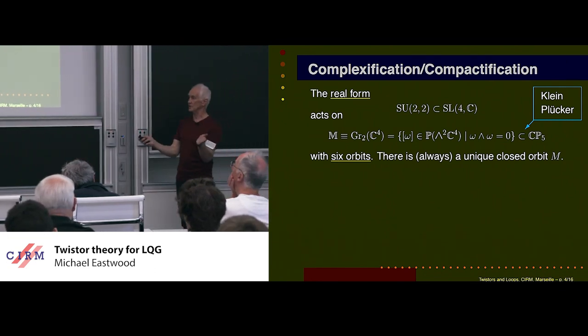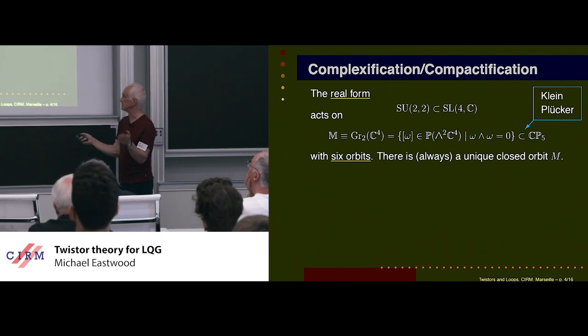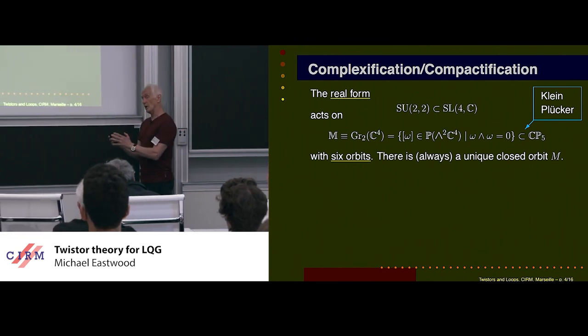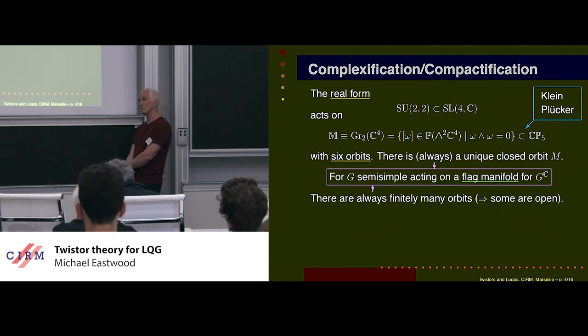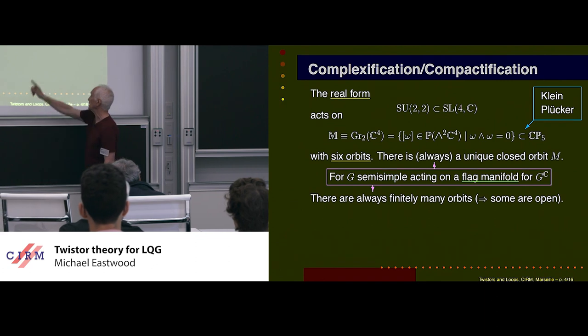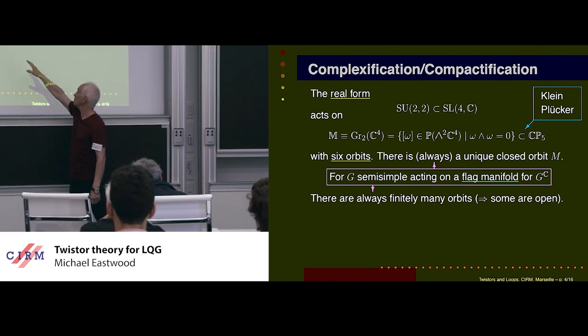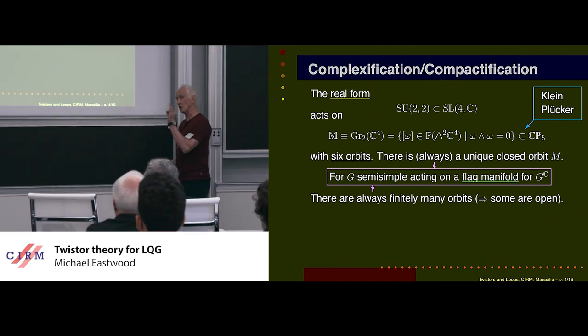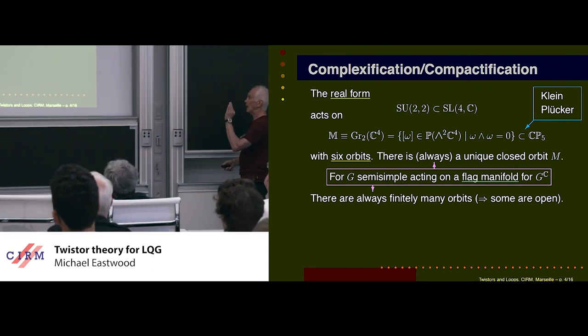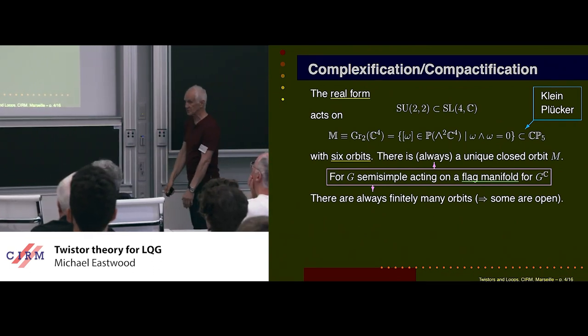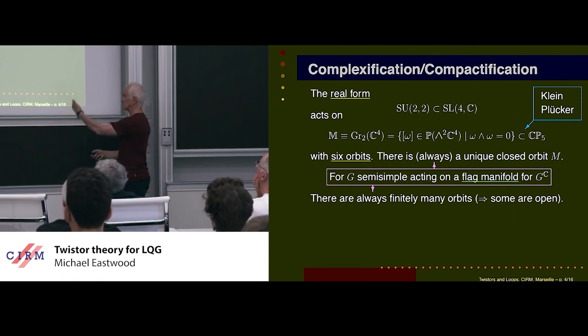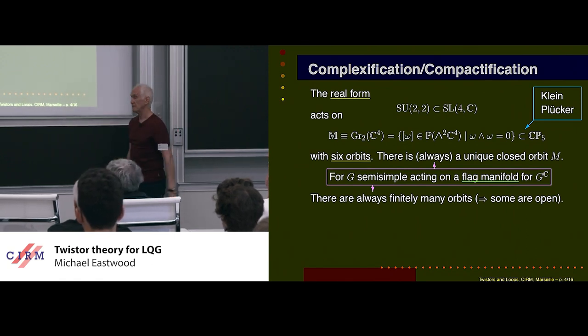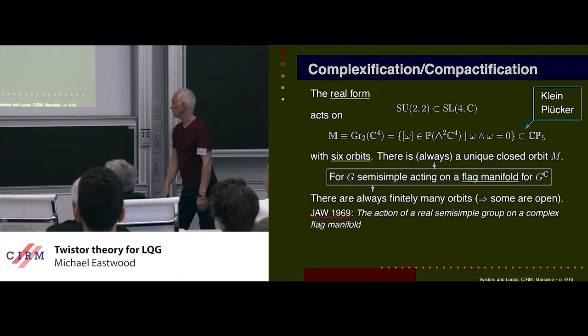So if you come across a flag manifold and a real group acting on it, a real form of the complex group, you'll find that in fact there are always finitely many orbits. It's a bit surprising, and one of them is closed. That's not so surprising, but because there are finitely many orbits, some of them are open, and we will see this for these six orbits. In fact, in this particular case, there will be one closed, three open orbits and two which are neither open nor closed.